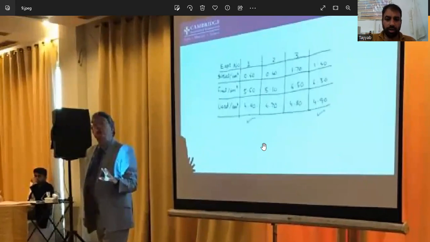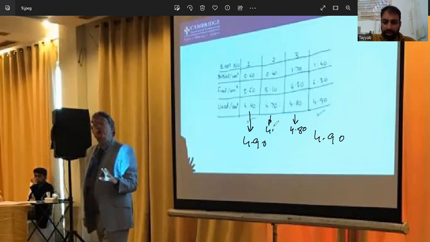This is very important. Regarding this, I will show you the marking scheme as well. If you see, this reading is 4.90, 4.90, and this is 4.80, and this is 4.70.